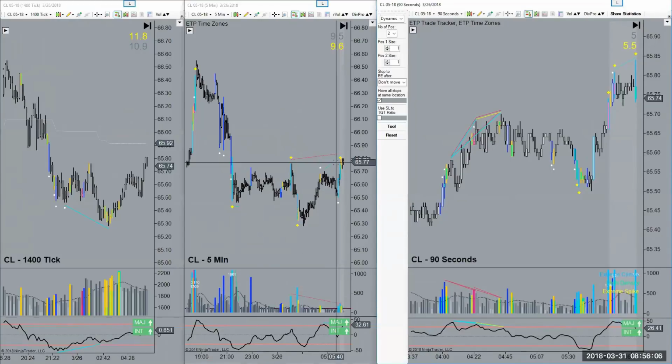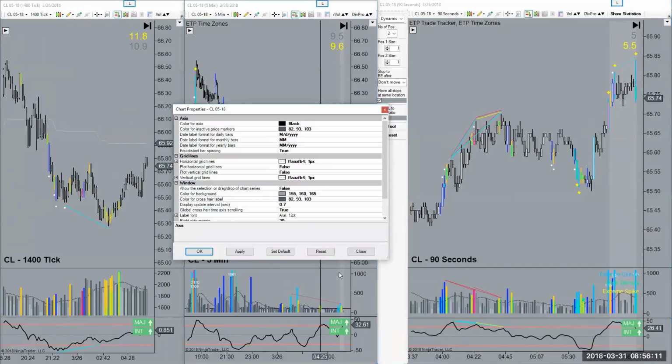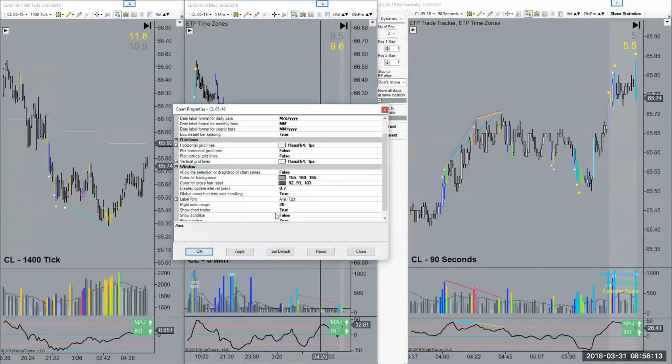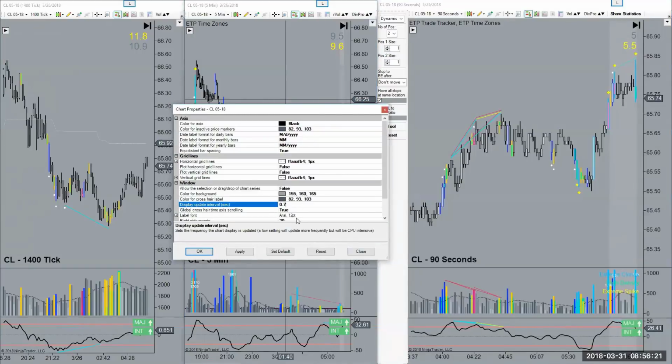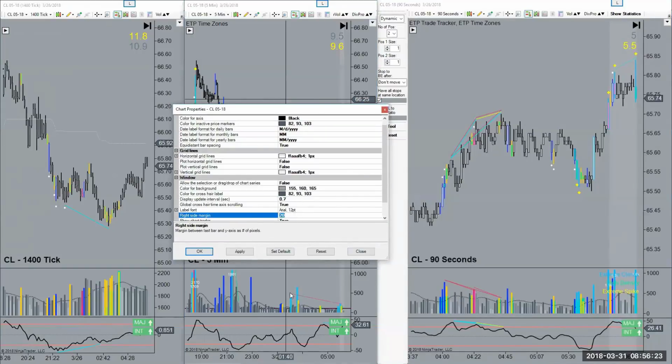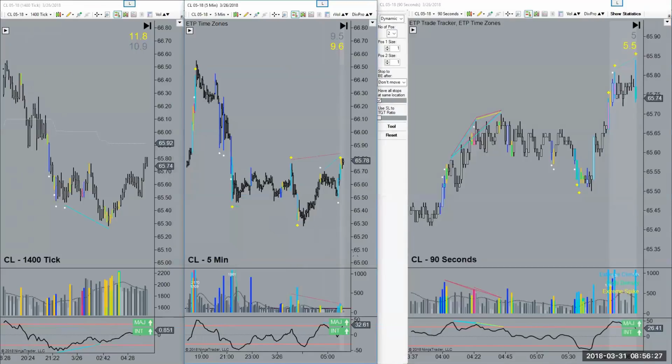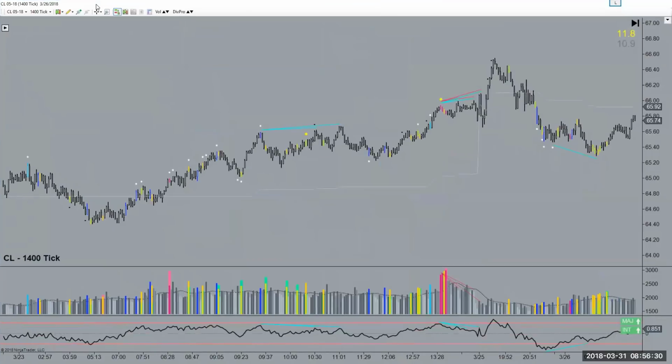And I've also closed the gap here between the right margin and that most recent bar, which is right here, the right side margin in pixels. You get to that by right-clicking on the chart, going to properties, and making that number a little bit smaller. So I'll start with the tick chart.